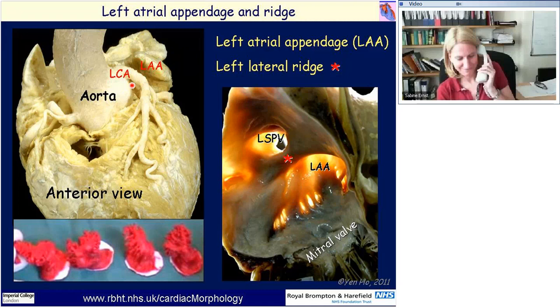But what is important in terms of closing the ostium of the left atrial appendage is that just underneath the neck of the left atrial appendage, you will find the circumflex artery, and also usually the great cardiac vein comes up here and curves underneath the location of the left atrial appendage.